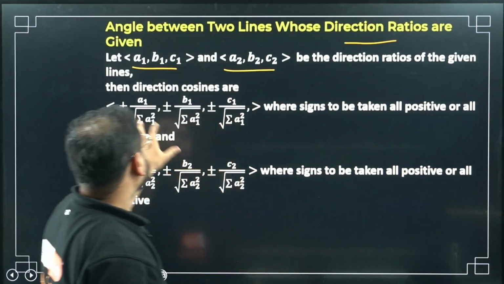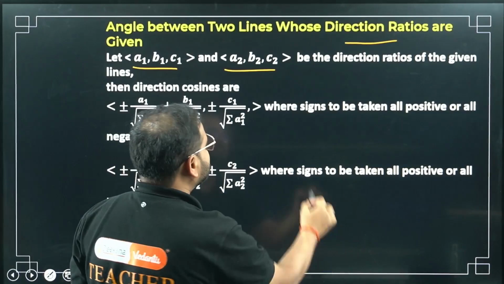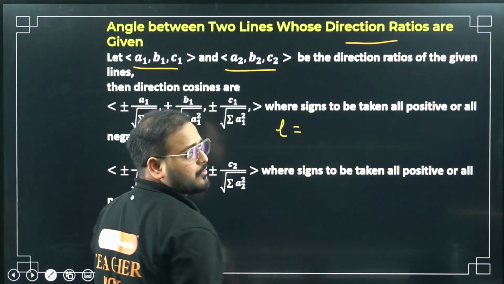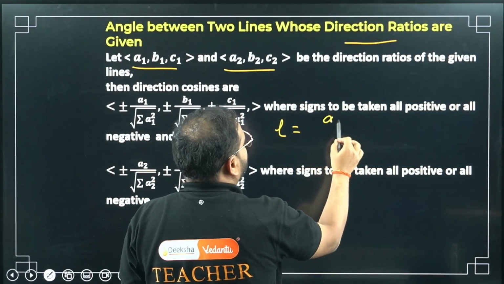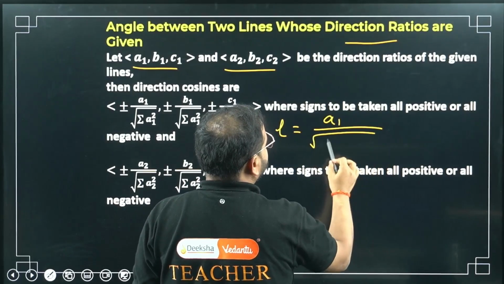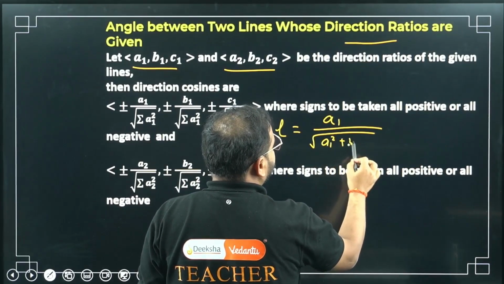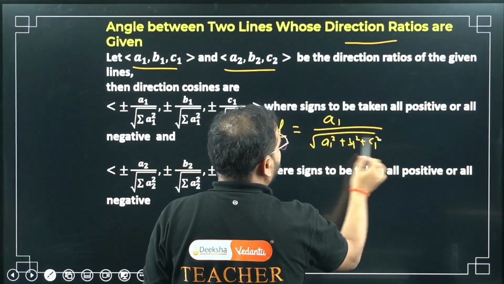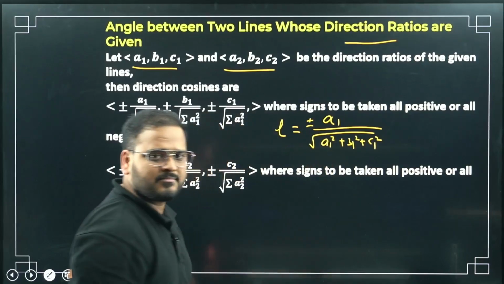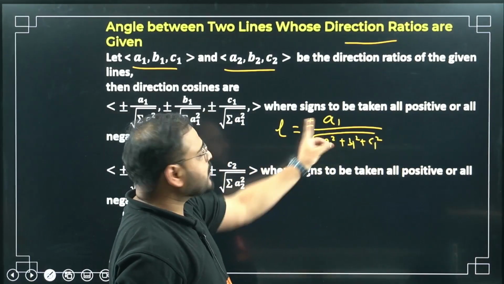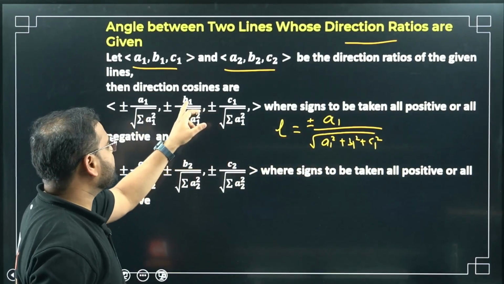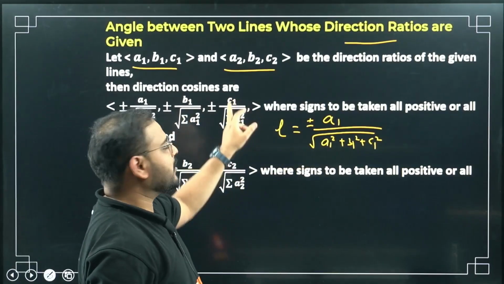This you remember, na? Remember this from the statement. If you remember, I taught you this. L equals A1 upon the square root of A1 square plus B1 square plus C1 square, with the plus minus sign. Check here, this is L. Same way for M, I'm going to write B1 upon this, and C1 upon this for N.